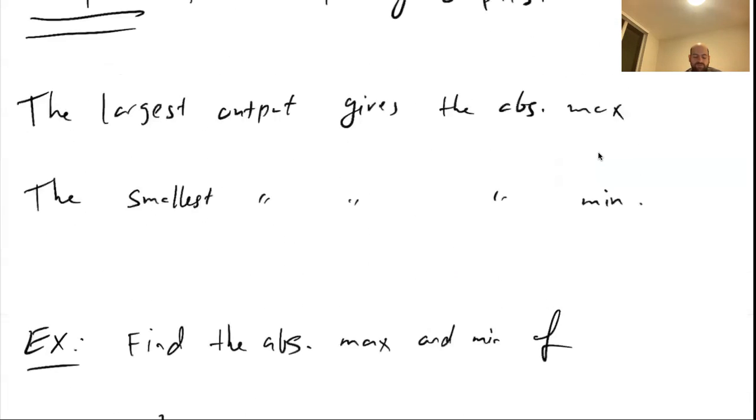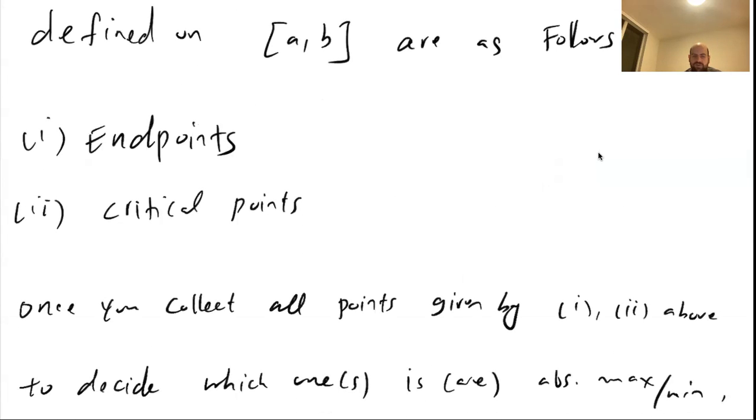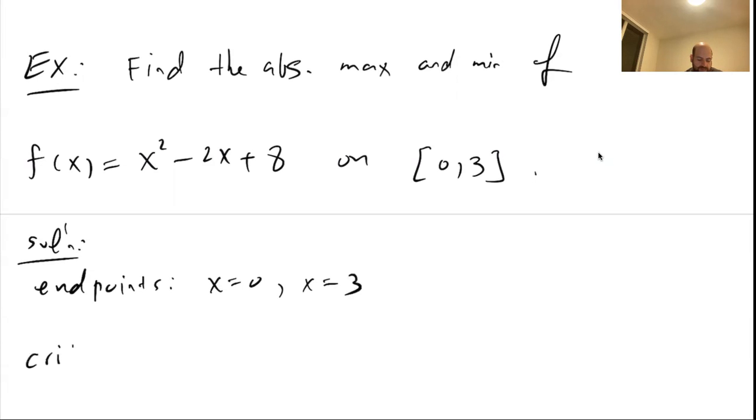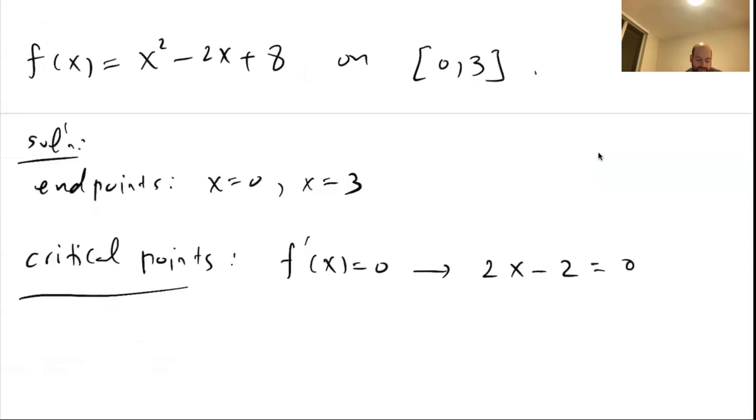How can I find them? I have to follow this algorithm. To find the absolute max and min, just find the endpoints, critical points, and then compare the outputs. It's very simple. So what are the endpoints? So, solution. Endpoints: x = 0, x = 3, just 2 endpoints. Critical points: I need to solve f'(x) = 0. That gives me 2x - 2 = 0. And that gives me x = 1.